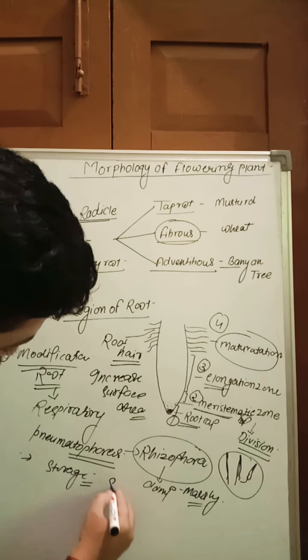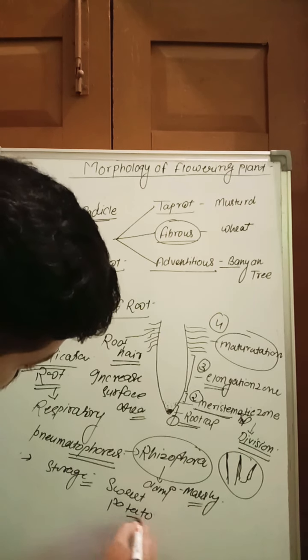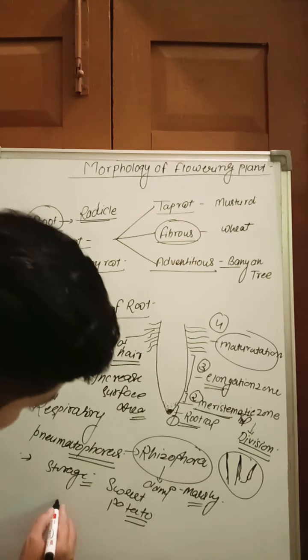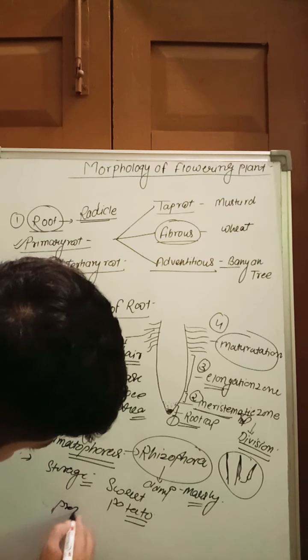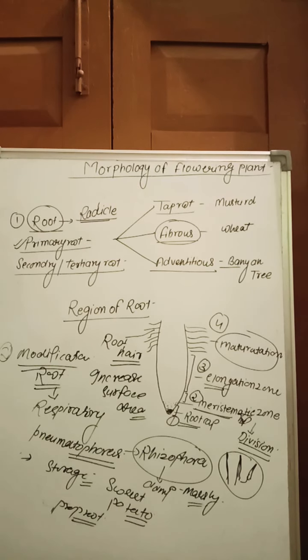Some roots have the function of storage, like in sweet potato. It contains adventitious roots which store food material in the swollen part. That type of root is called a storage adventitious root, present in sweet potato. Another root is the prop root. Prop roots are present in the banyan tree, hanging toward the ground. That type of root is called a prop root.